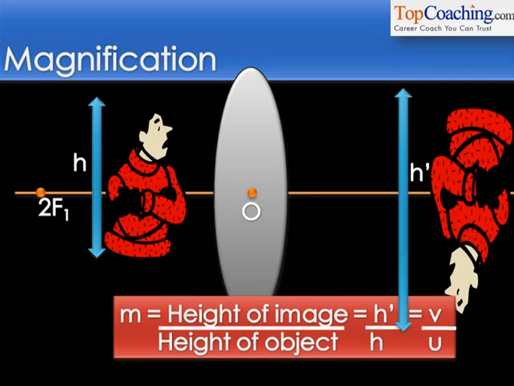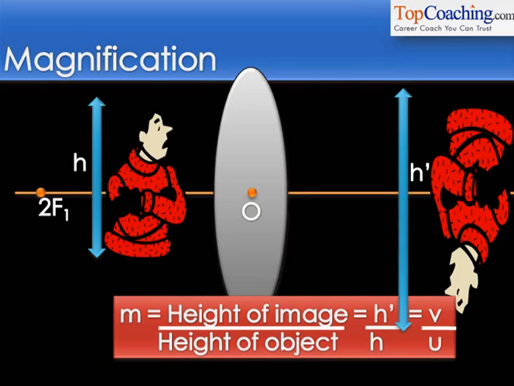The same is true in the case of magnification for lenses also. Of course, v and u must be taken with proper sign. H dash is taken to be negative in the downward direction and positive in the upward direction. Understood? H, the object height, is generally taken to be positive. So again, this convention is the same as in the case of mirrors.